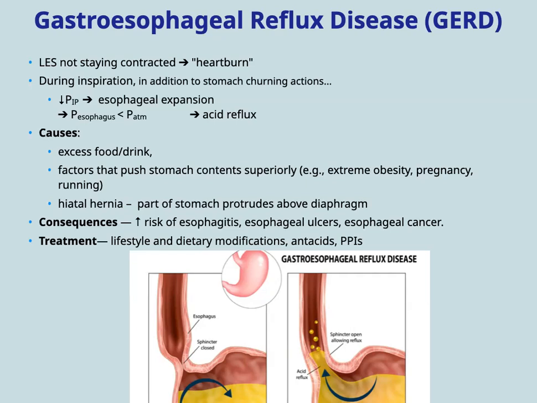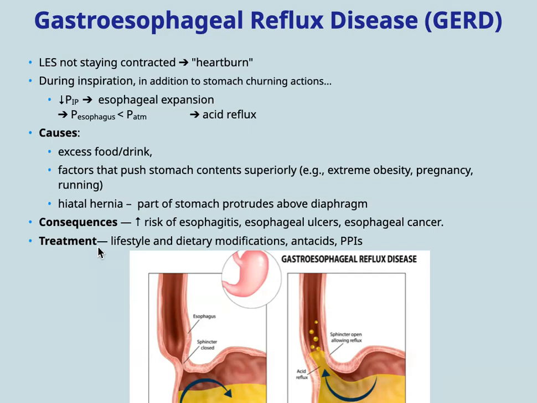Okay? And this is because when you're breathing in, there is a fall in your intrapleural pressure, so the pressure within your pleural space. And that leads to an expansion of the esophagus, which then creates a subatmospheric pressure inside the esophagus. Okay, and that means the pressure inside the esophagus is now relatively lower than the pressure within your stomach. And so that creates a suction effect that pulls the gastric juice into the esophagus, especially if that lower esophageal sphincter wasn't closed.